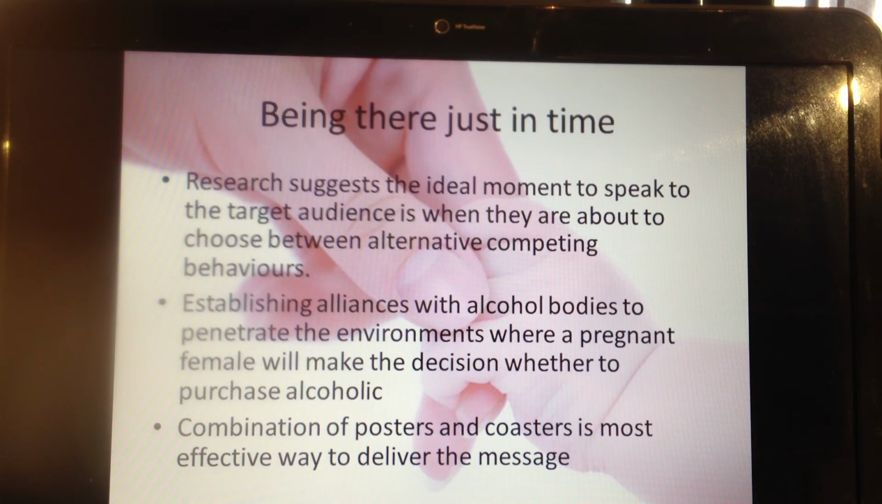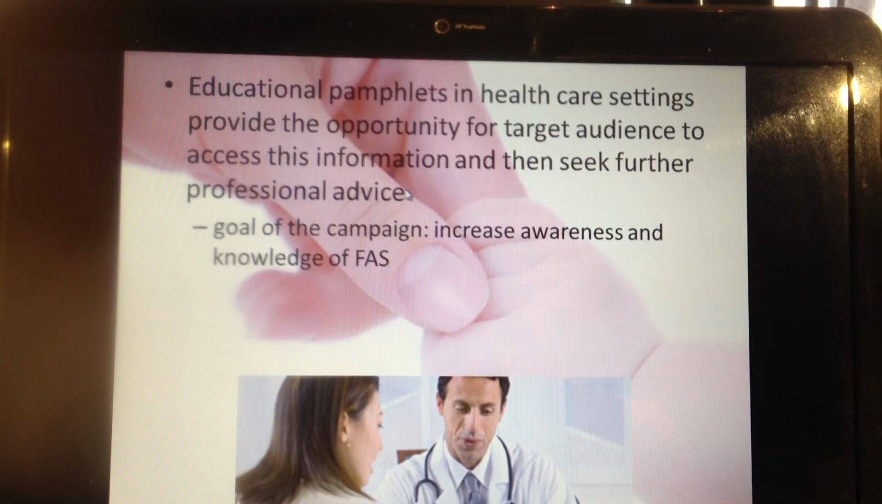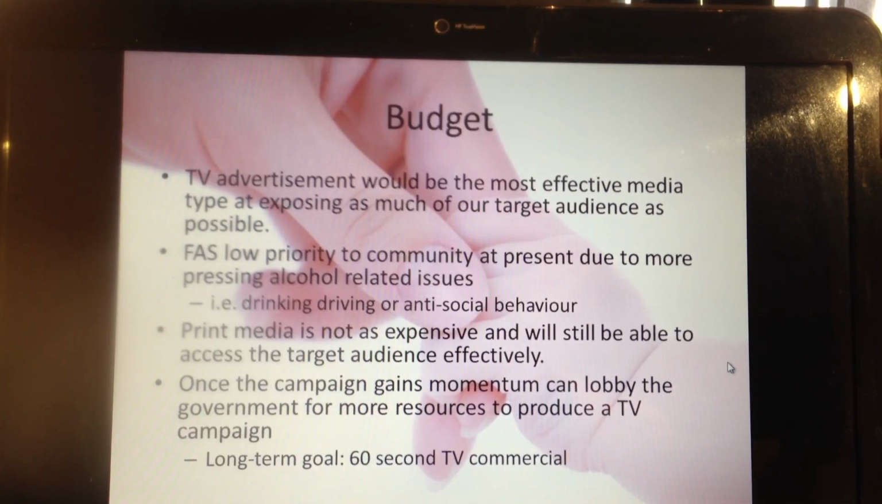In addition, the campaign will also utilise educational pamphlets in healthcare settings with the same premise. By accessing the environment where the target audience will make key decisions, provision of pamphlets in these settings provide the opportunity for the audience to access this information and then seek further professional advice. And the final element will be the budget.